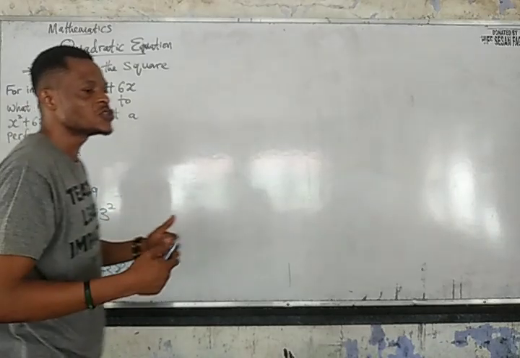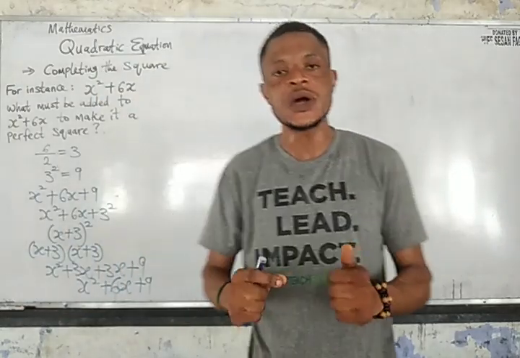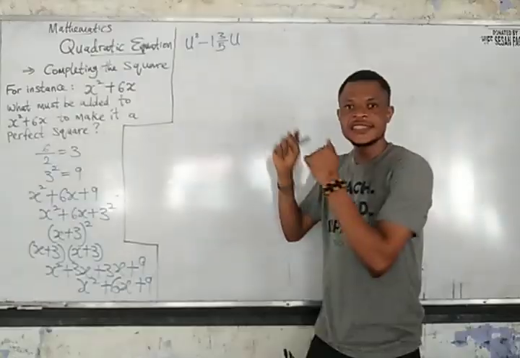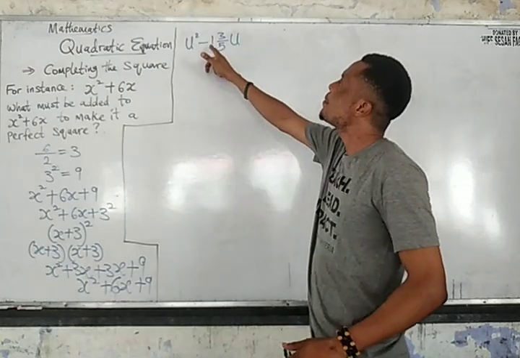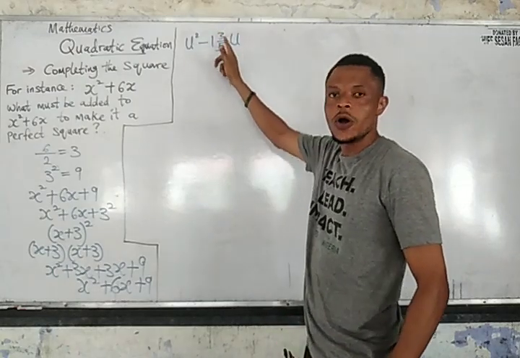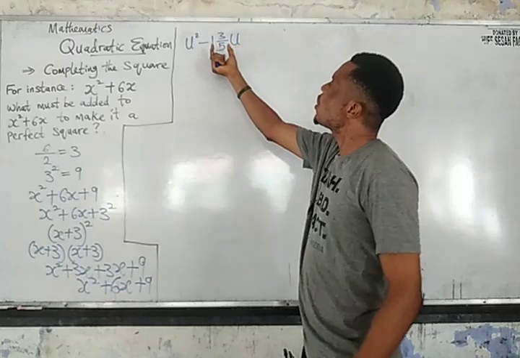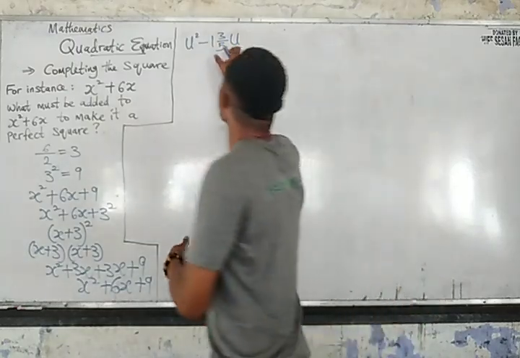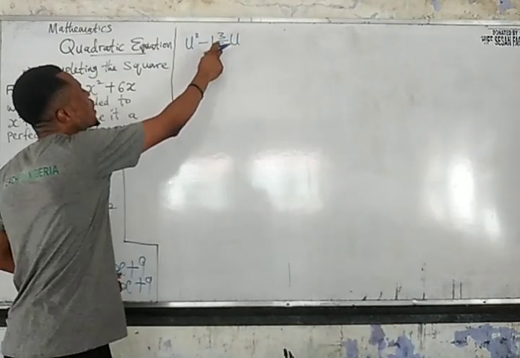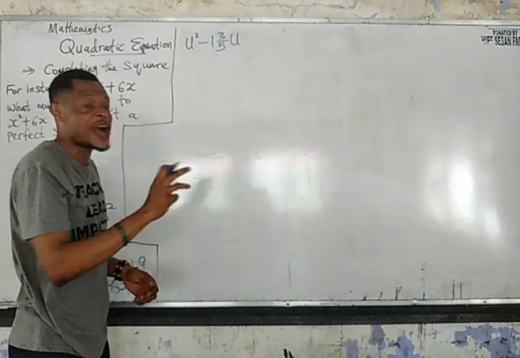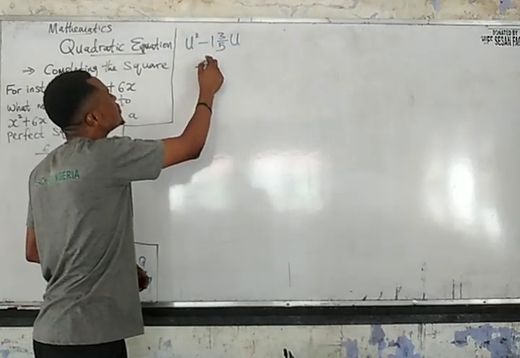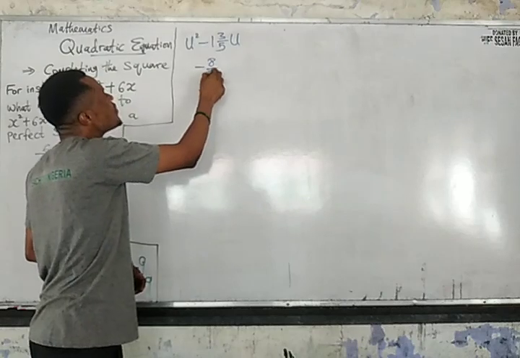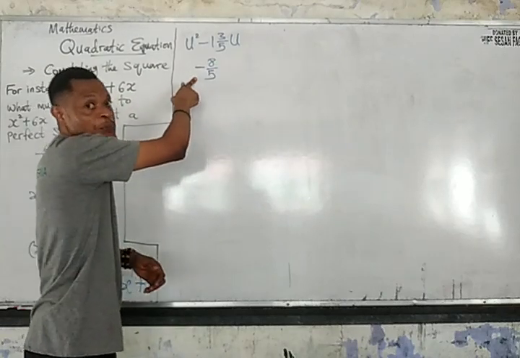Let me take you into another example using the completing the square method. Here is another one. Let's see what will happen. The b is minus 1 3 over 5. So when we want to work on this, let's turn it from being a mixed fraction. We have 5 multiplied by 1, 5. Then 5 plus 3 will give us 8. We have minus 8 all over 5. This is our b.